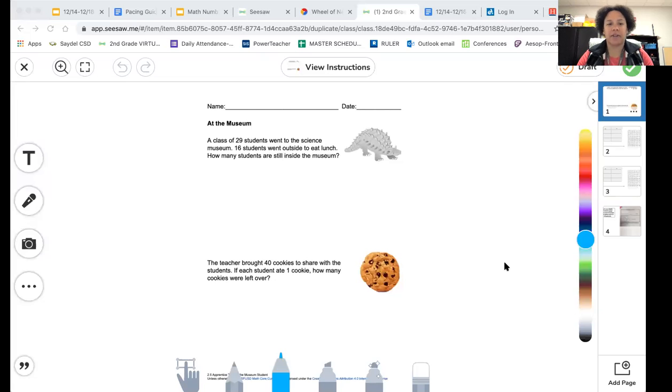Great job today, second graders, on working on those subtraction strategies. And just remember that we can subtract more efficiently by chunking the subtrahend in larger groups.